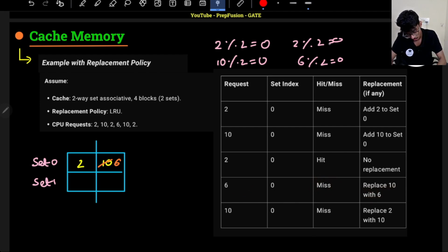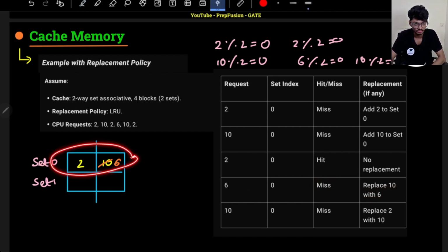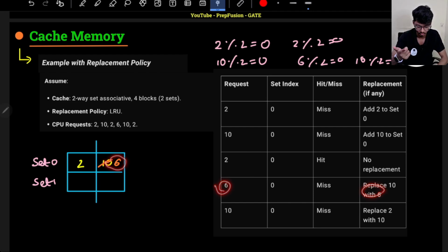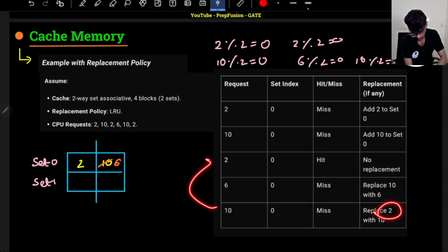Next again I call 10. So if 10 is called, it should be again in the set 0 only, and again I compare the tags, they are not matching, so of course it is again a cache miss. That means again I have to go into the main memory and bring the block 10. Which one will I replace now? Which one was called least? Just now I called 6, so of course I will not replace 6. I will replace 2 because 2 was the least recently used.